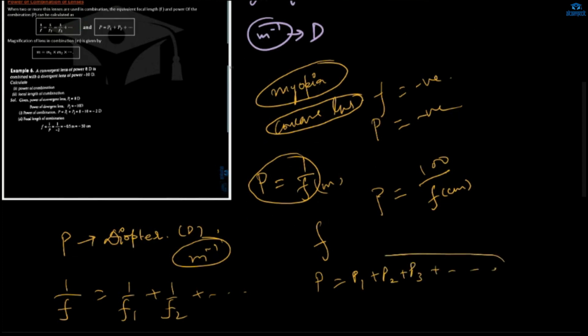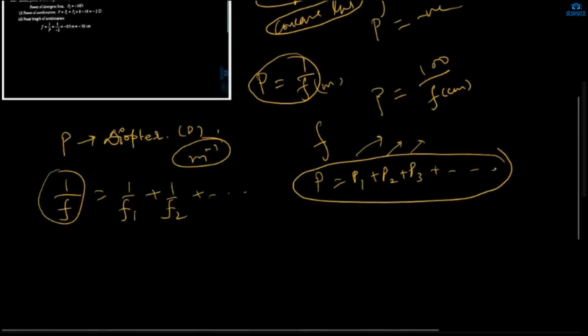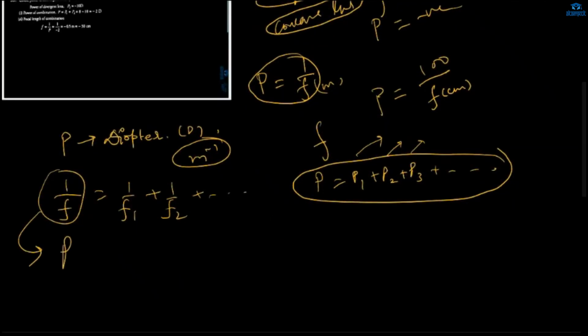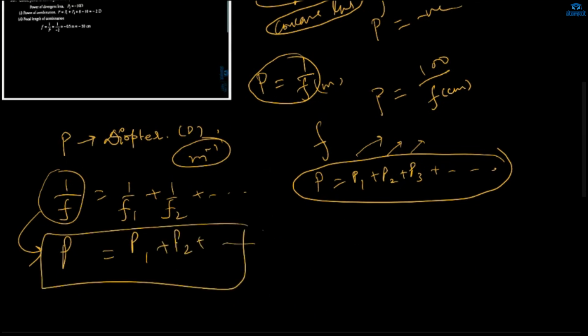For a combination of lenses, if more than one lens is placed one by one, we simply add the powers. P is equal to P1 plus P2 plus P3, whatever the focal lengths of the lenses. So 1 by f is equal to 1 by f1 plus 1 by f2. And 1 by f is P, so P will be equal to P1 plus P2. So this is the combination of lenses.